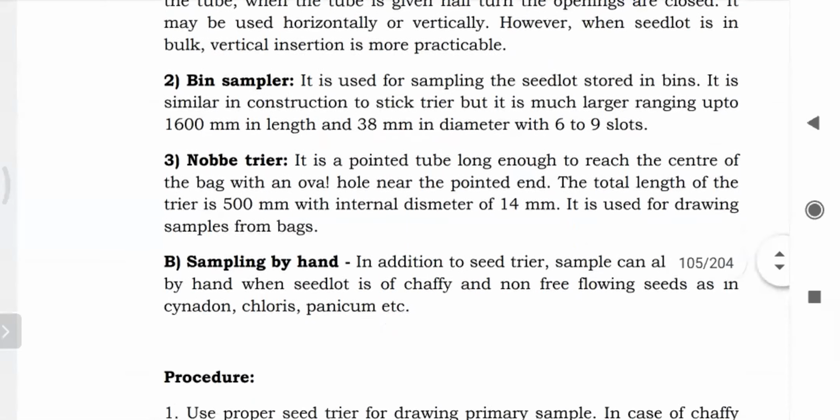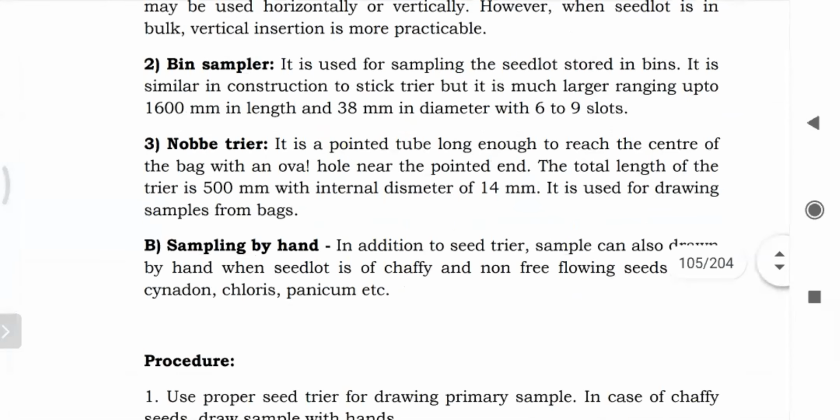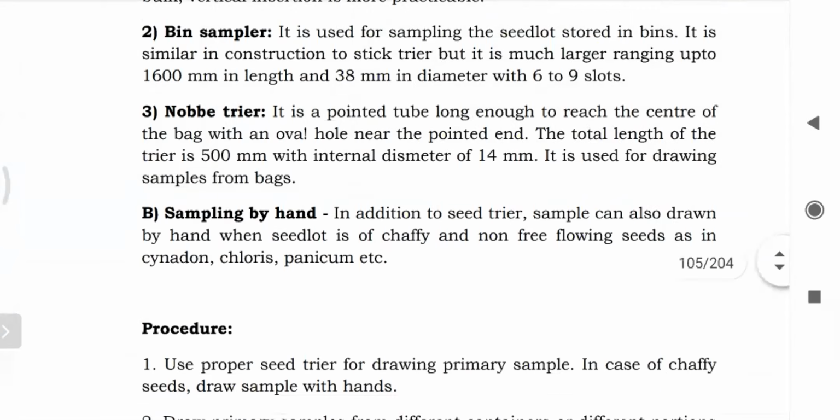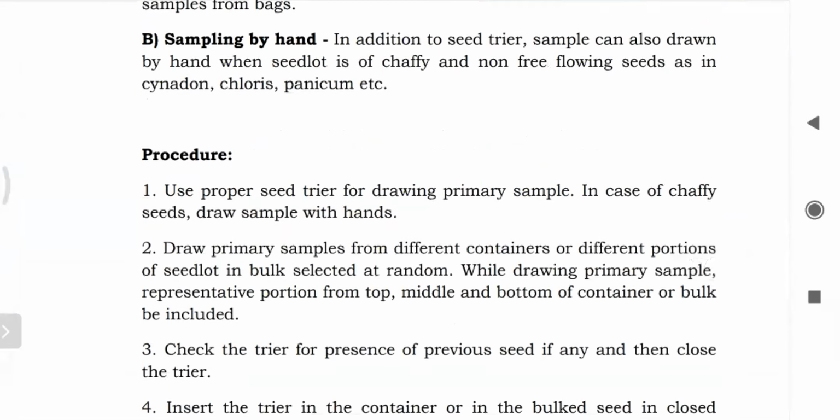Then sampling by hand. In addition to the seed trier, samples can also be drawn by hand when the seed lot is chaffy and non-free flowing, as in Sandon, Flores, and Panicum. Then what is the procedure for seed sampling? Use a proper seed trier for drawing primary samples.